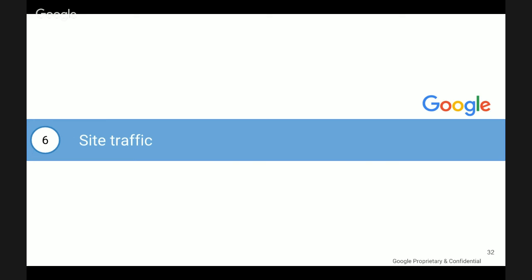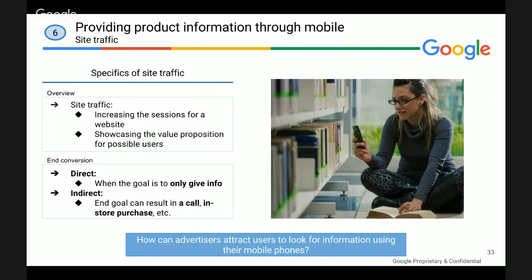And the last goal that we identified was site traffic. Probably this is crucial for every customer. What does it mean? Basically increasing sessions for a website, increasing maybe time on your website, reducing the bounce rate, and showing the value proposition to possible users.